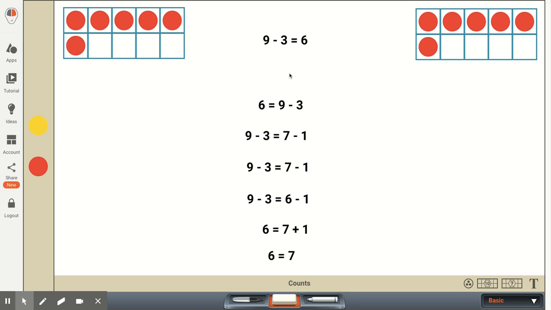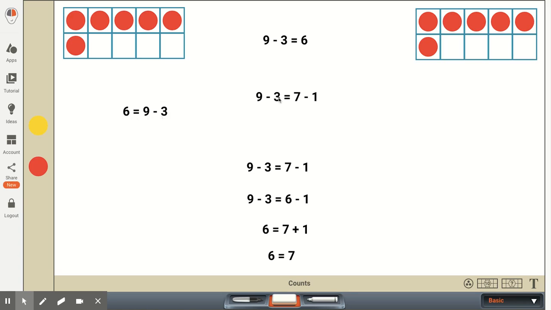Some other equations here, once again, to make sure that our students aren't thinking of the right side as just the answer to the operation that's on the left side. We'd want to make sure that our student is exposed to equations similar to this one. 6 is equal to 9 minus 3, and to go through the same process to figure out if this is true or false. And this would be true because 6 is equal to 9 minus 3, which is 6.